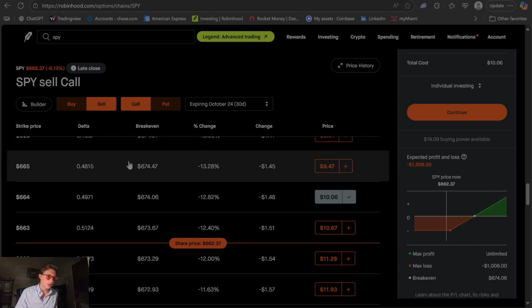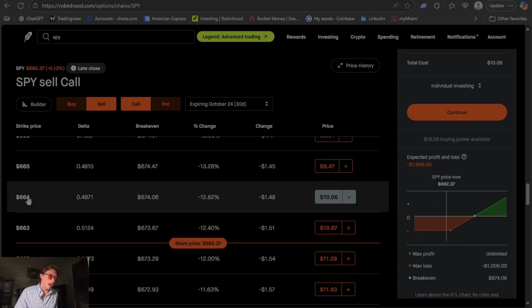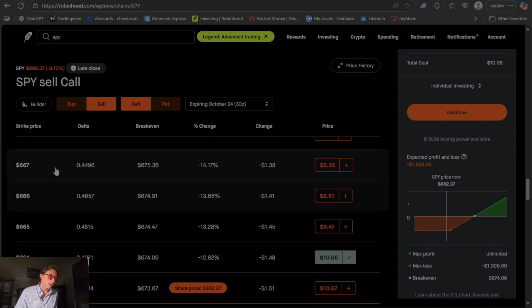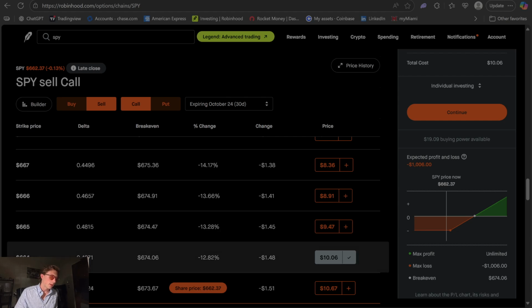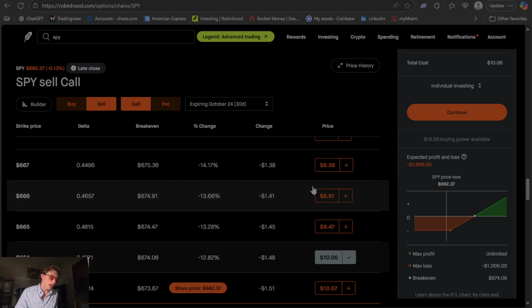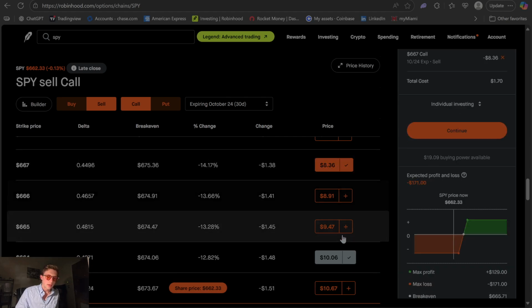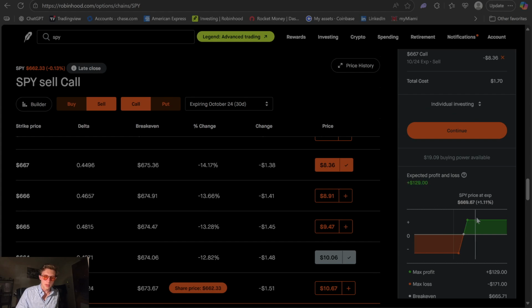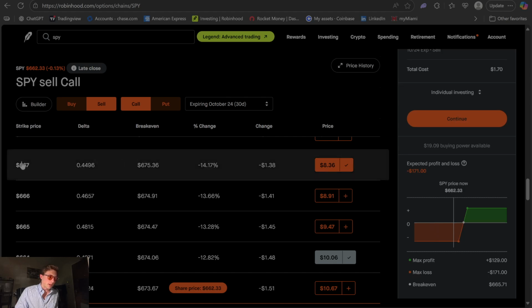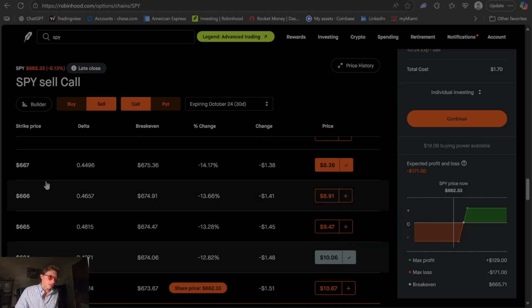We can always change this. So say I buy the 664 and I sell the 667. This is going to be a difference of $3 and we're going to be profiting. So the potential profit is going to be the difference in strike minus the difference in the premium. So now you have a little bit of a different look. Now it's going to be more of a debit because the difference in strike is larger.